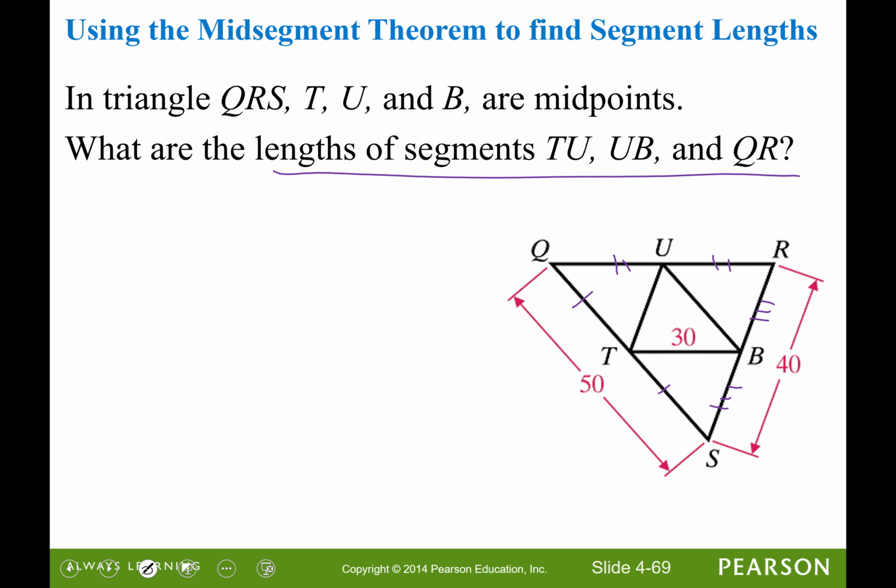Okay, so let's start with TU. This one right here is parallel to this one, so it's half of its length. And this one's 40, so this one would have to be 20. Pause this video, try UB and QR.